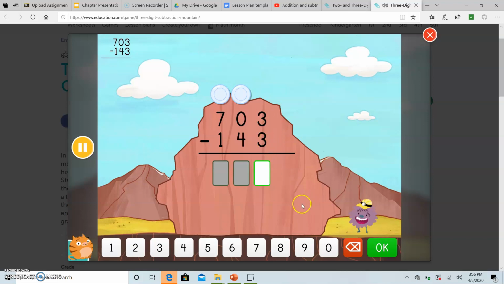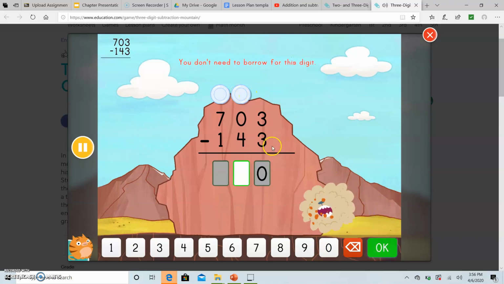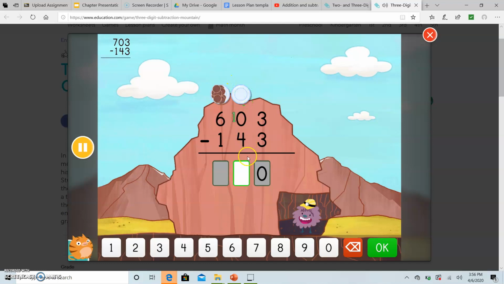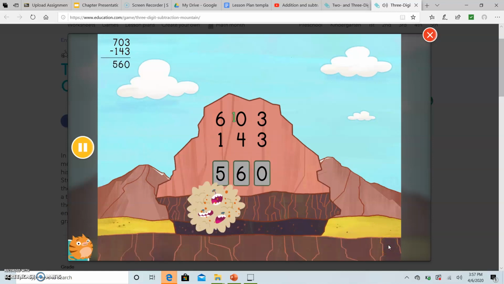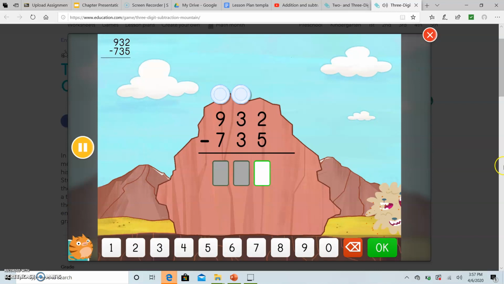Okay, so 3 minus 3, 0. Let's go ahead and hit complete to carry over. 0 minus 4. So there you go. 10 minus 4, 6. Go ahead and bring the 6. 6 minus 1 is 5. So again, a really cool, engaging game for them.